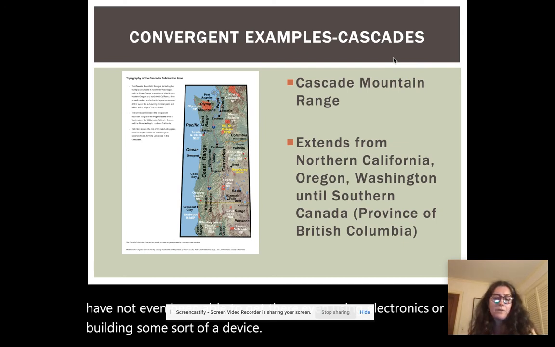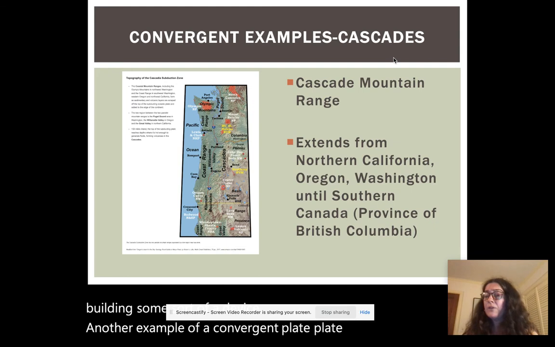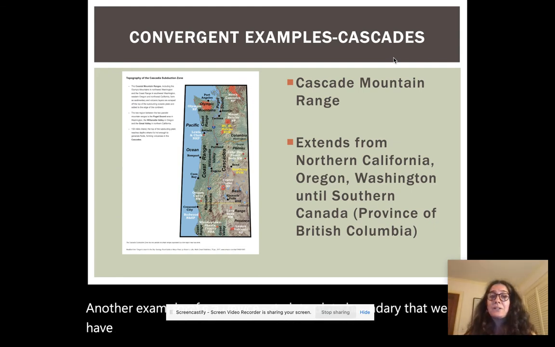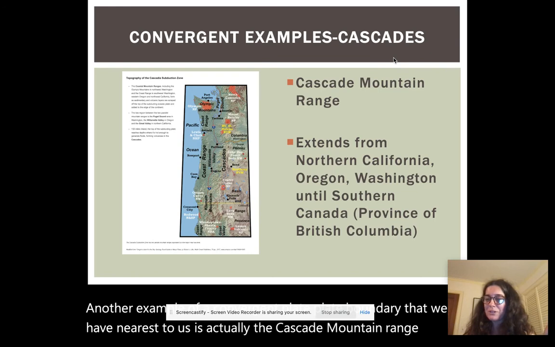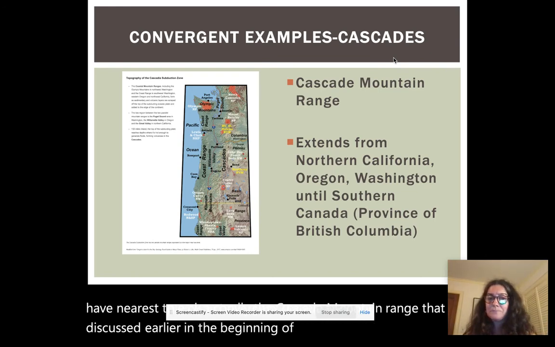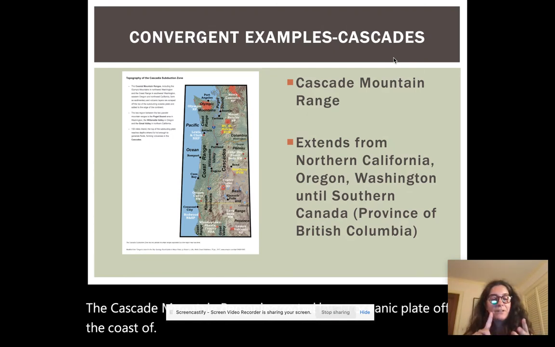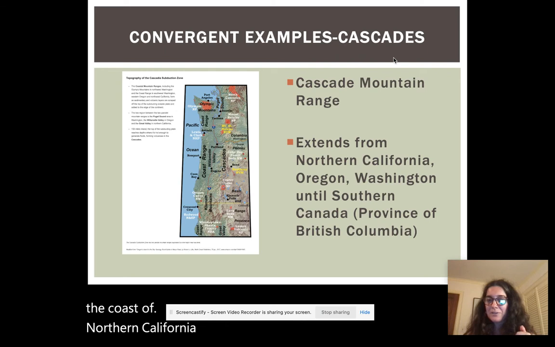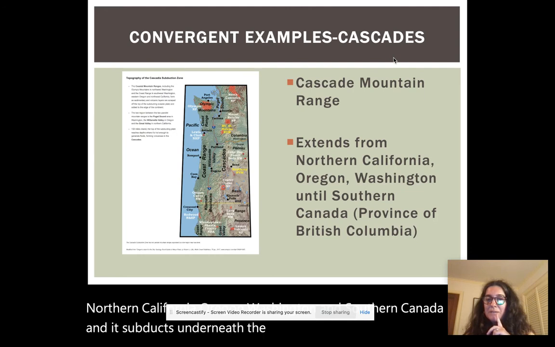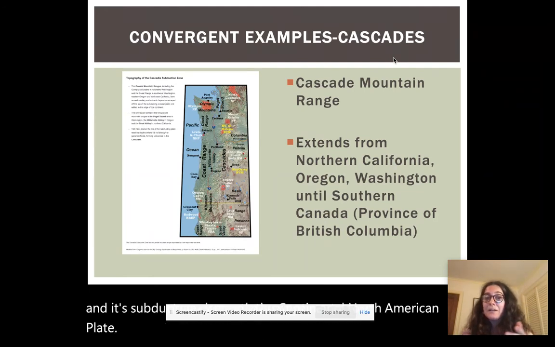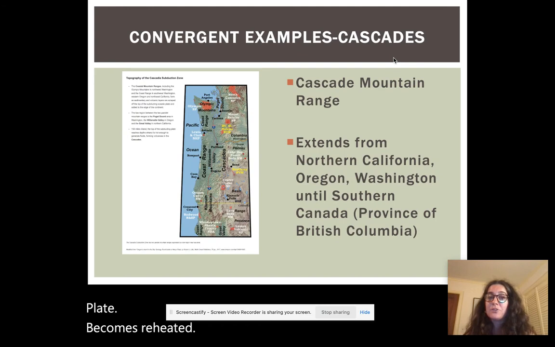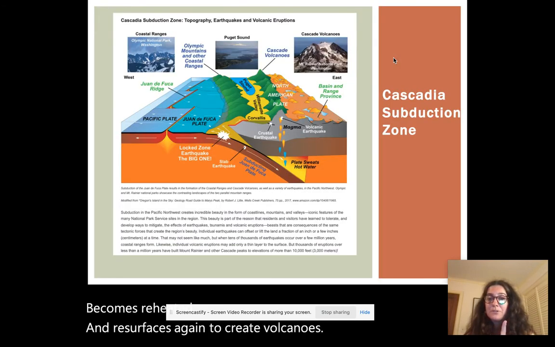Another example of a convergent plate boundary that we have nearest to us is actually the Cascade Mountain Range that we discussed earlier in the beginning of this lecture. The Cascade Mountain Range is created by an oceanic plate off the coast of Northern California, Oregon, Washington, and southern Canada, and it subducts underneath the continental North American plate, becomes reheated, and resurfaces again to create volcanoes. And I'm going to show you what this looks like.